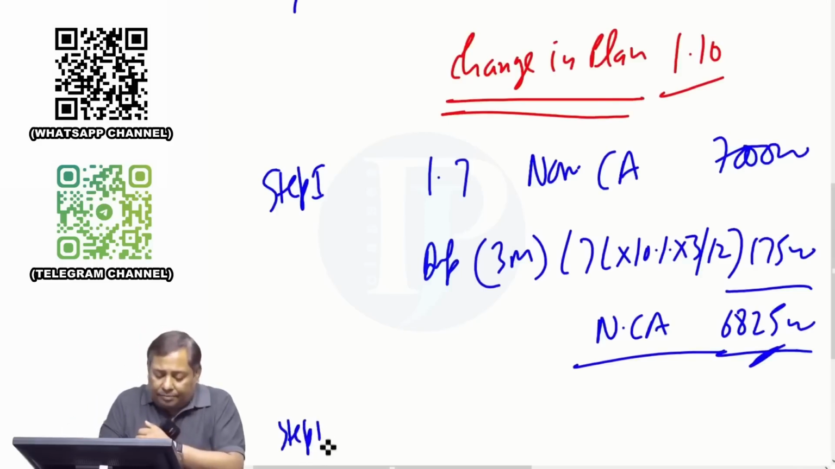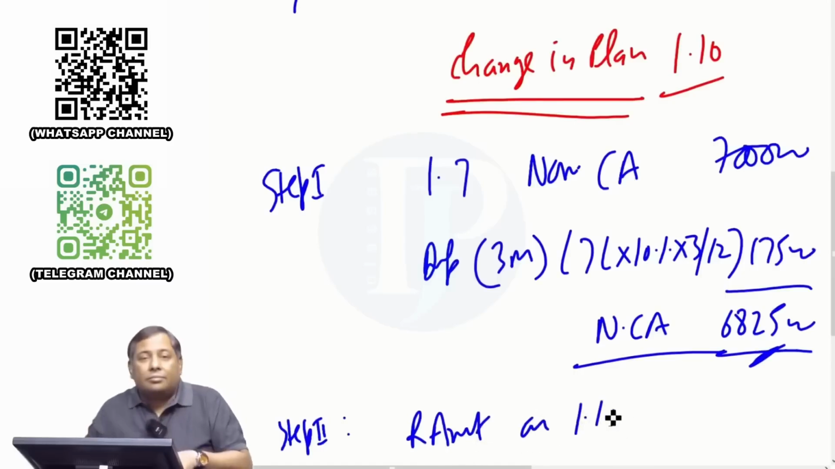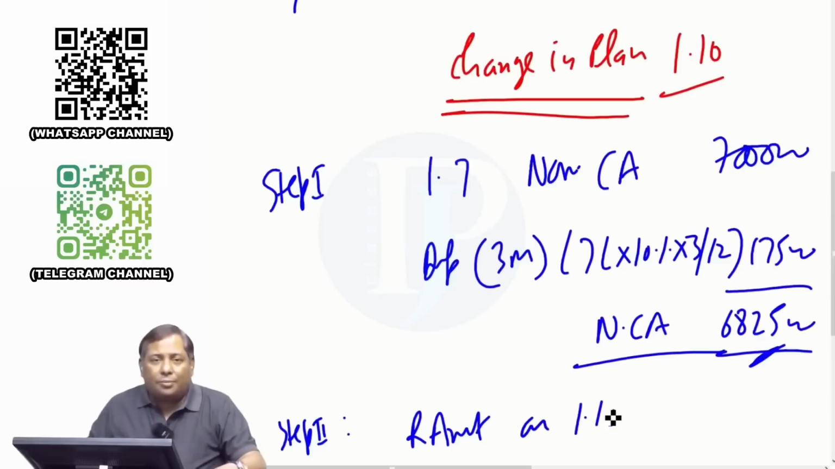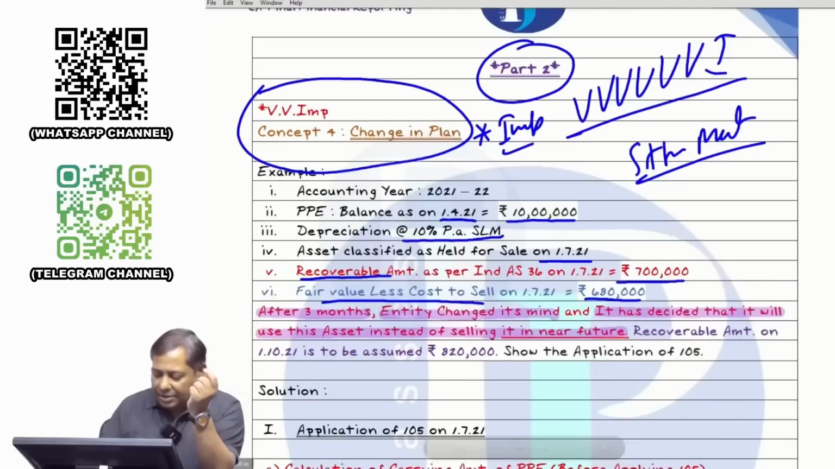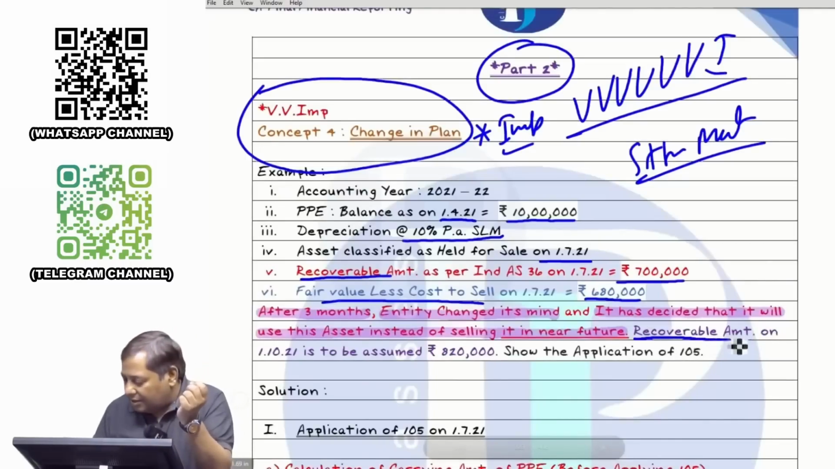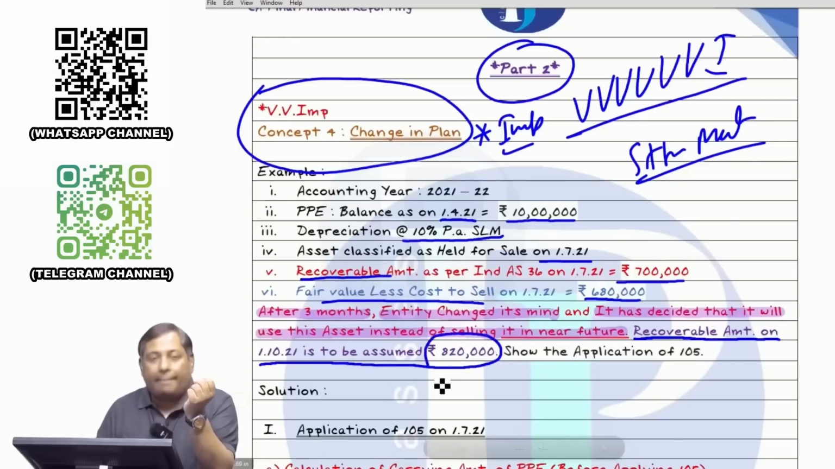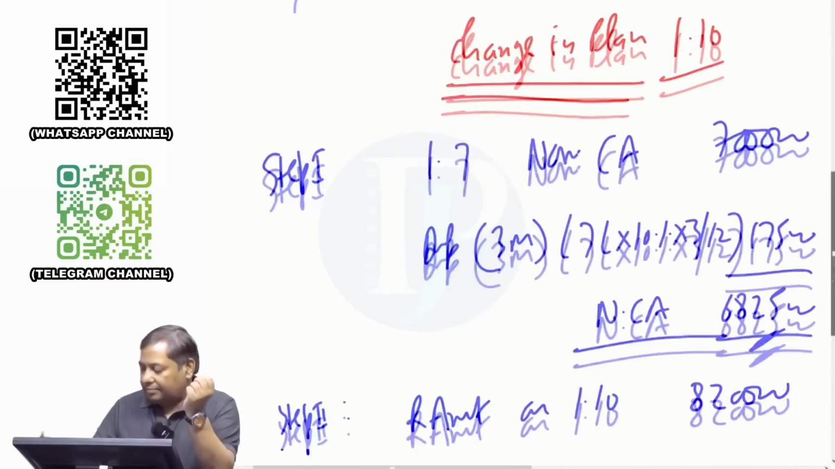Then the second step. They say check its recoverable amount. From when? From 1st of October. Check the recoverable amount on the day your plan is changing. So, what's the formula for recoverable amount? The higher of value in use and fair value less cost to sell. This must have been given to you in the question. When I checked the example, it was given. How much? This is given as 820. Recoverable amount is 820, 8 lakhs 20,000.